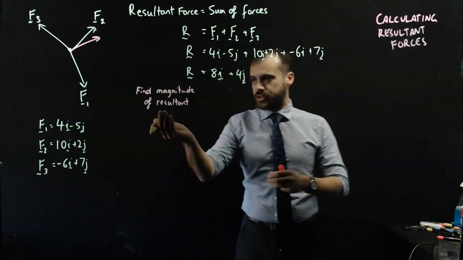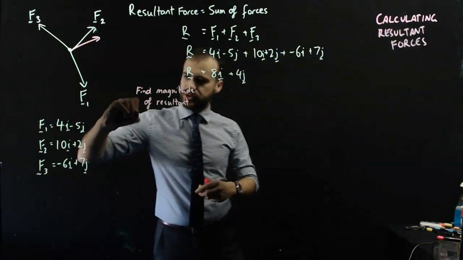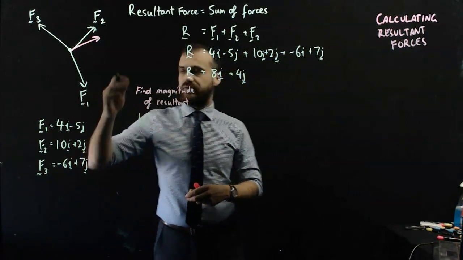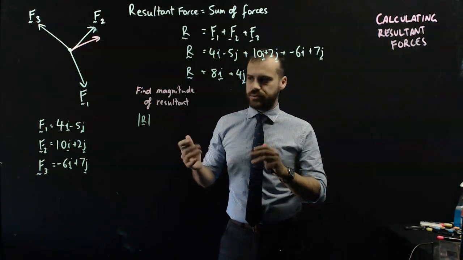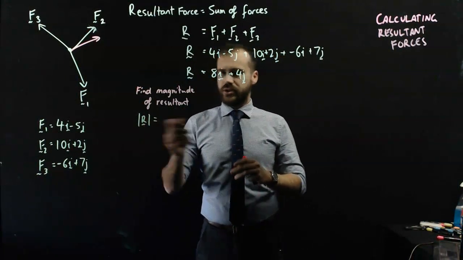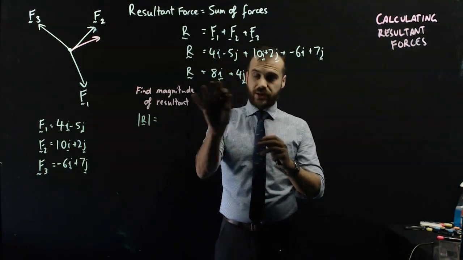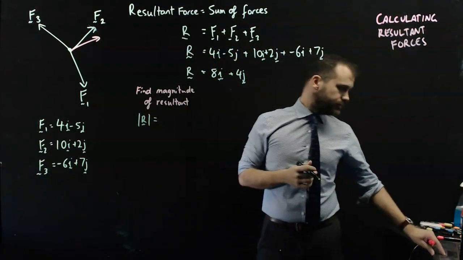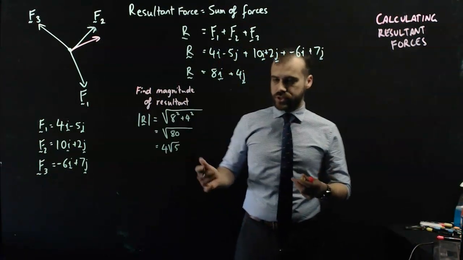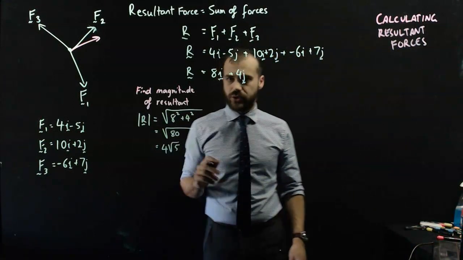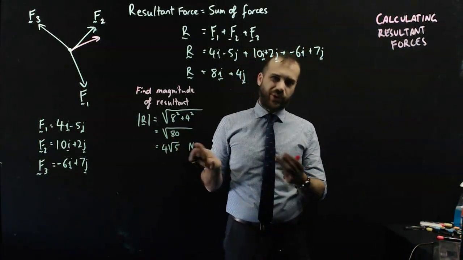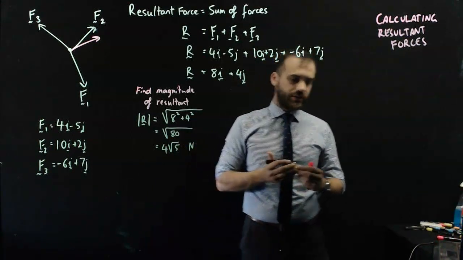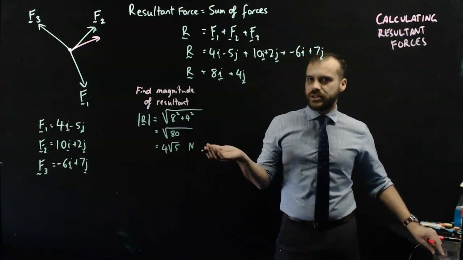Of course, you could be asked to find the magnitude of the resultant. You could be asked how fast is it traveling, or how many newtons are being applied to it, how much force is being applied to it. So in that case, you're just finding the magnitude of that vector. Now, given we've been talking about forces, we better just call this newtons, 4 root 5 newtons, which is about 8.94, something like that.